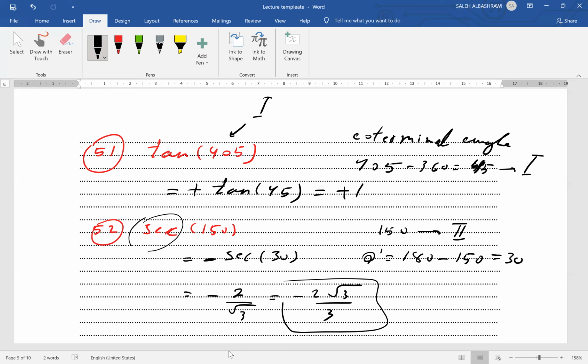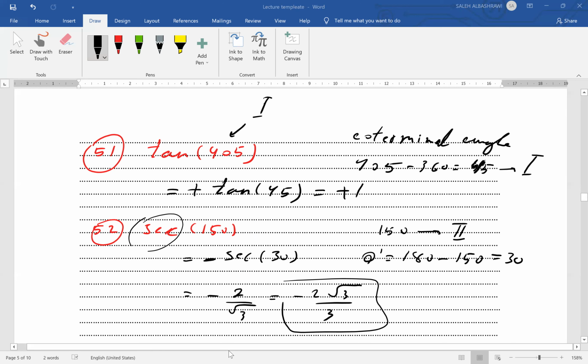Again, because 150 is in the second quadrant, the secant is negative. So the value will be minus secant of 30. That is equal to minus 2 over square root of 3, or minus 2 square root of 3 divided by 3.